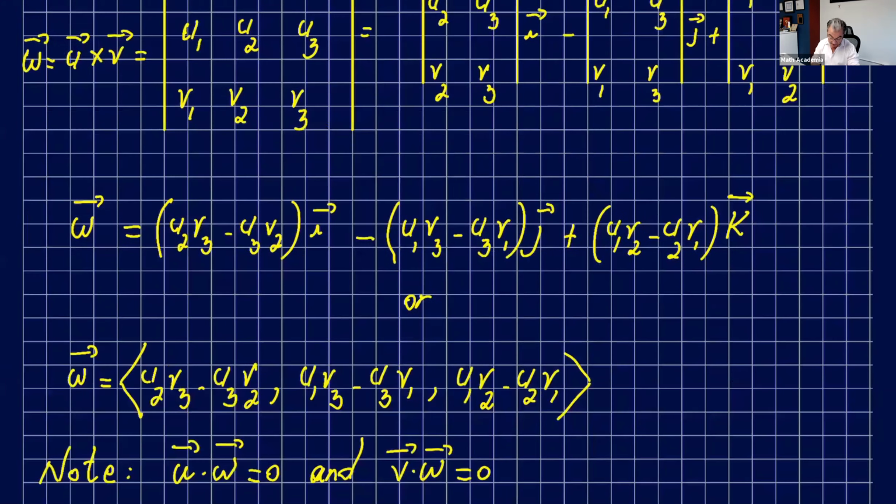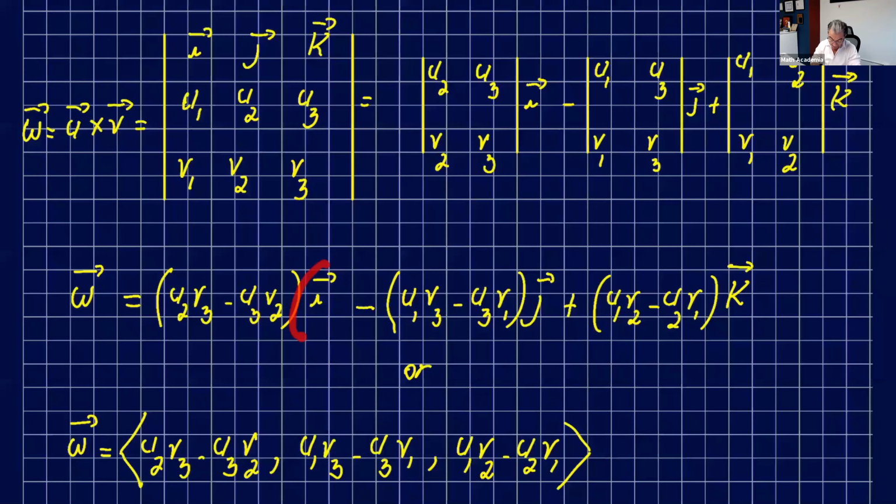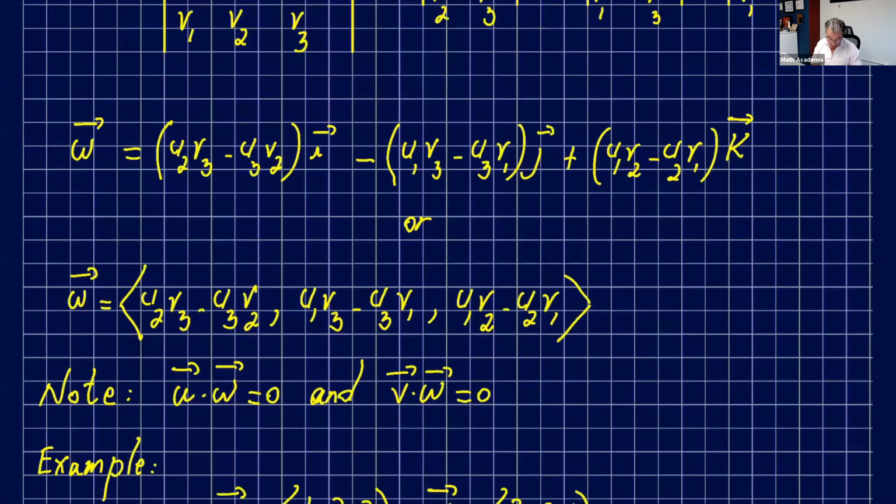If you calculate those, the i component is that times that minus that times that, and that goes for all the three determinants. It is just calculating the determinant of a 2 by 2 matrix. Or you can write w as the first component, the second component, and the third component. These are all the same.